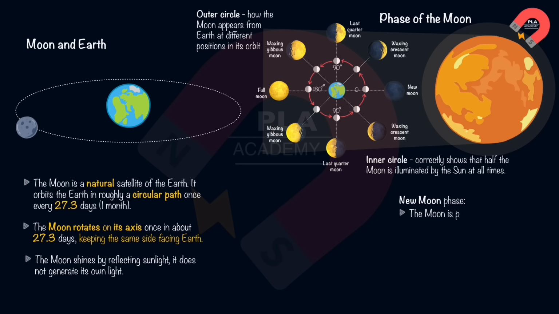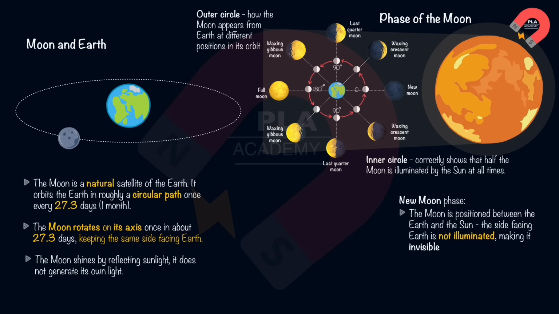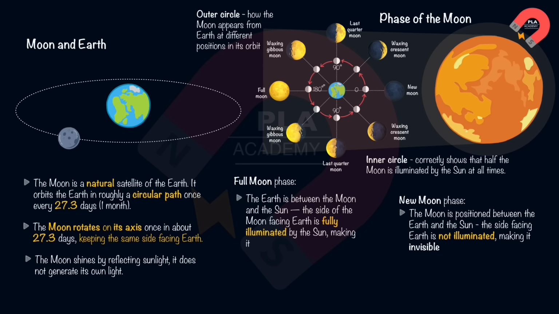During the new Moon phase, the Moon is positioned between the Earth and the Sun. Therefore, the side facing Earth is not illuminated, making it invisible. This means the Moon is unlit as seen from Earth, so it is not visible. At the full Moon phase, the Earth is between the Moon and the Sun. Therefore, the side of the Moon facing Earth is fully illuminated by the Sun, making it appear completely lit. In between these phases, we see crescent shapes as the Moon is partially illuminated by sunlight.